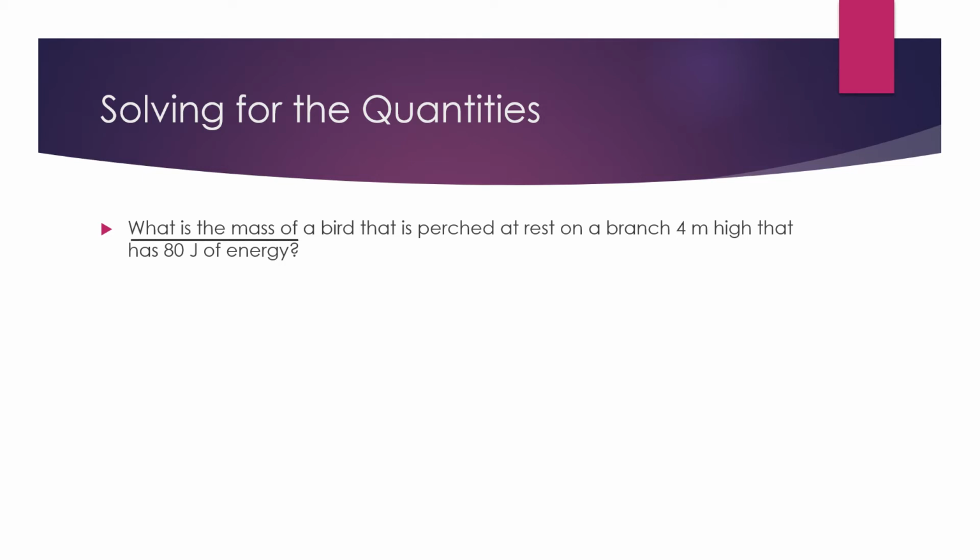This one says, what is the mass? So we're looking for a mass, so M equals question mark, of a bird that is perched at rest. Okay, at rest means velocity is 0. That means the KE is 0. That means this problem must be asking about potential energy.